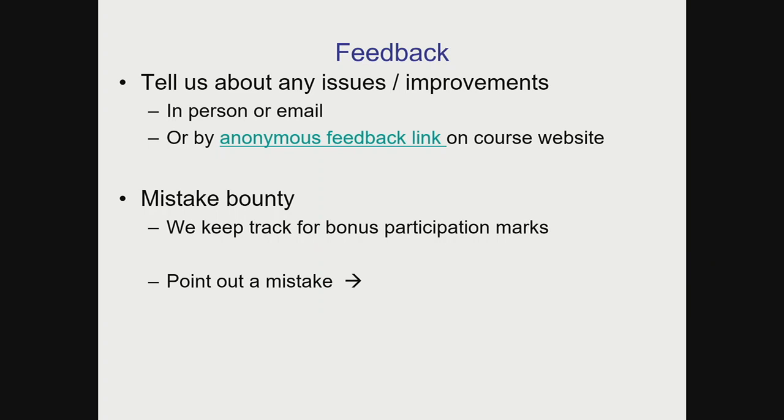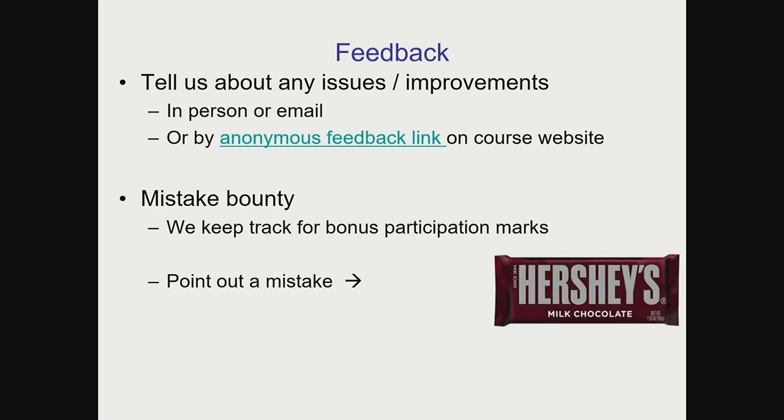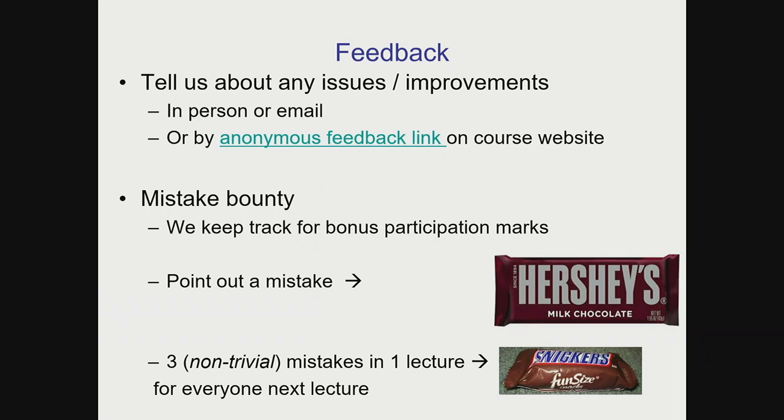We like to find mistakes in our materials, so we have a mistake bounty. If you find mistakes, we give you bonus participation marks, and we give you a chocolate bar. Okay, I actually brought some chocolate bars today. If you find 3 non-trivial mistakes in one lecture, we will give the next lecture every person in the class a fun-size chocolate bar. Can't afford full size for that. It has to be non-trivial, because last year the class totally got into this, and any missing comma, whatever, they were on it. So we're saying it's a non-trivial mistake. Missing a comma doesn't count.